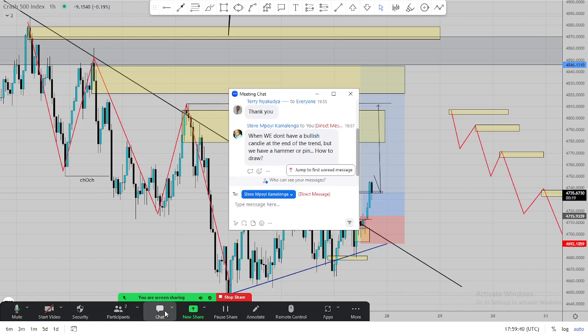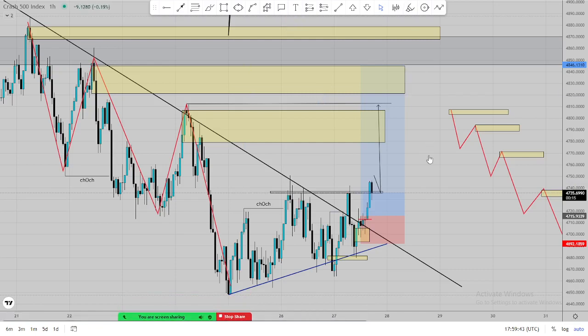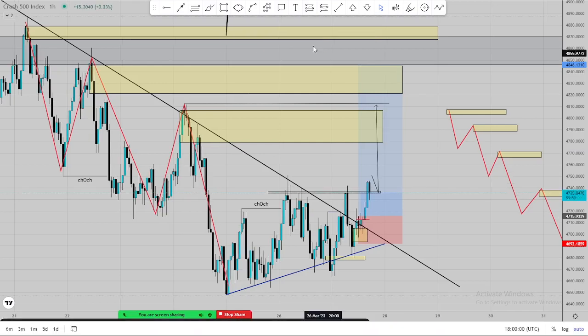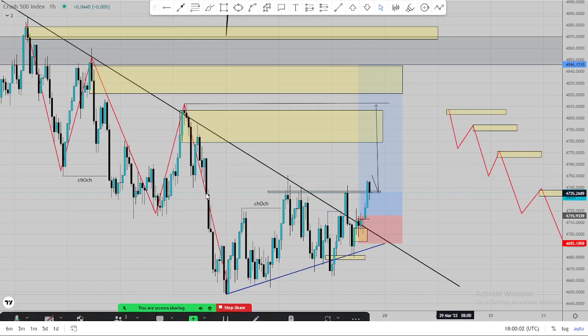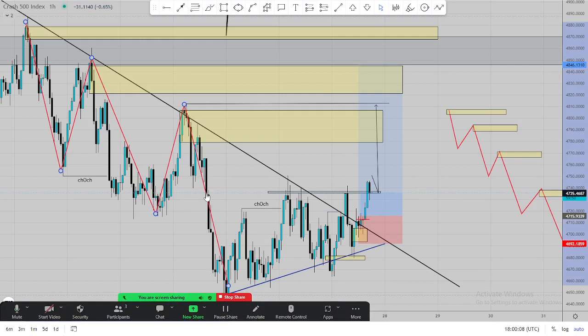How to draw? You always need to mark the bullish candle. That hammer or pin, if it has to be bullish, it has to be a bullish hammer. If it's a bullish hammer, you just mark it. It's still a valid supply zone. So supply zones, we use them either for sell entries or for buy exits.